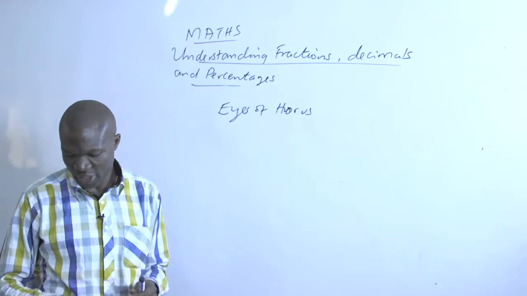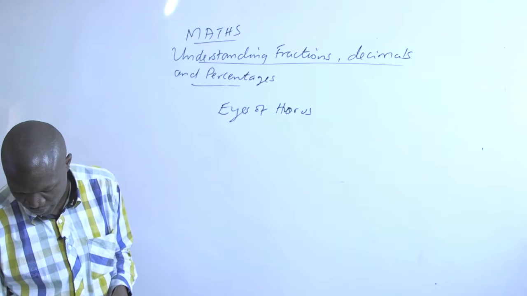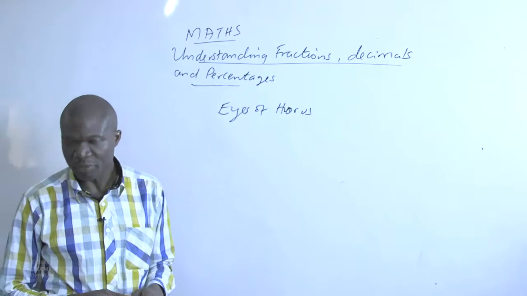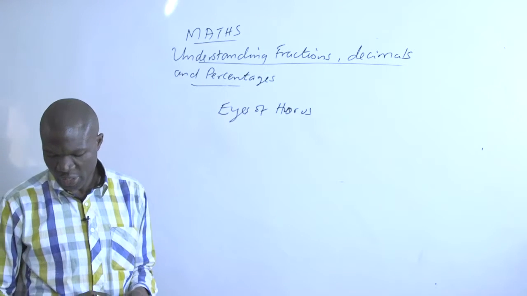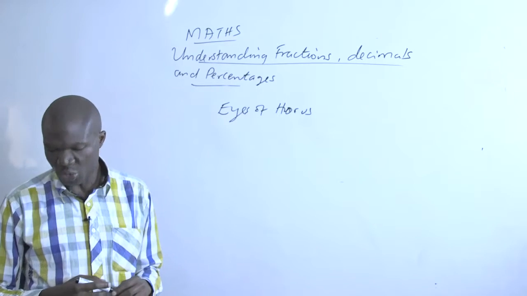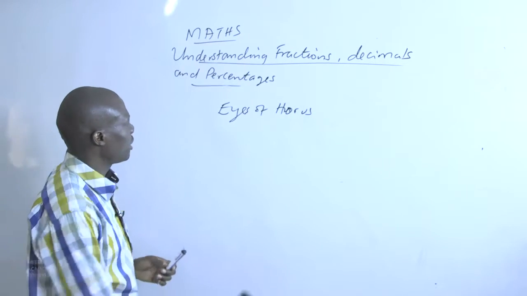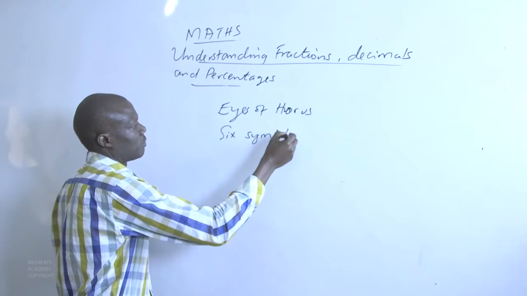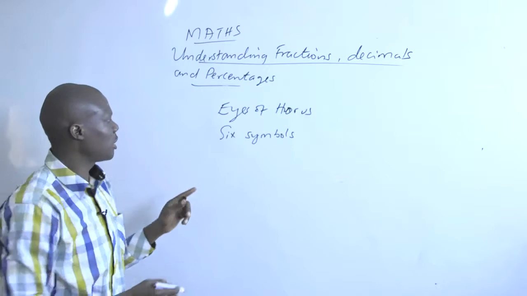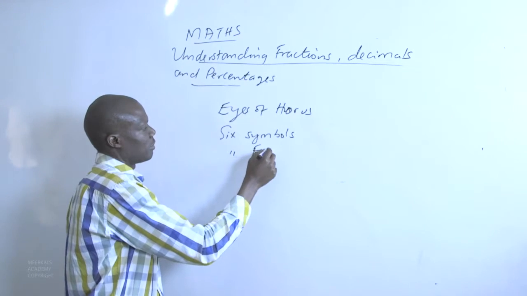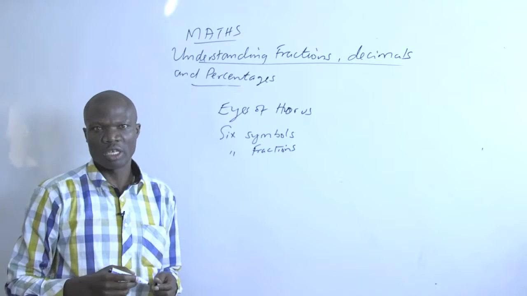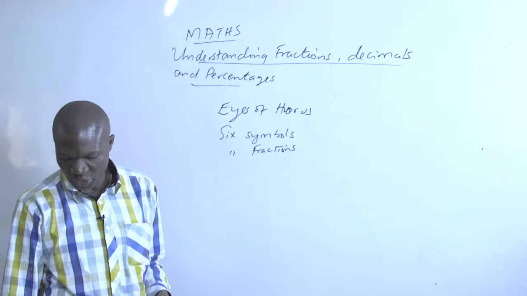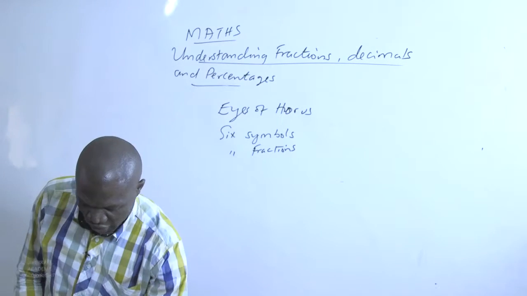Now, how was this information given into the brain? The 6 different parts, or symbols, represented 6 fractions which were used by ancient Egypt. So we are seeing that in the eye we had 6 symbols, and these 6 symbols represented 6 fractions which were used in ancient Egypt.